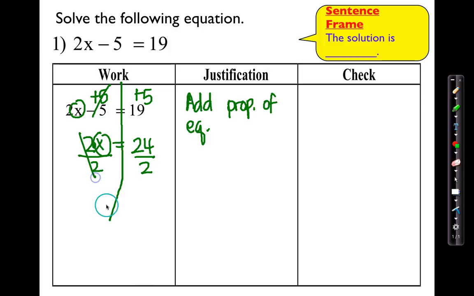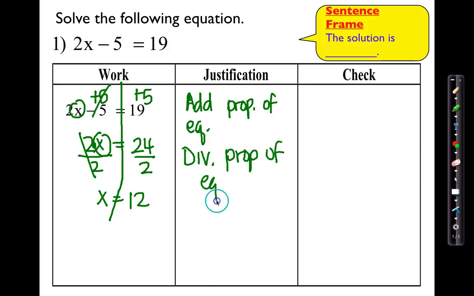2 divided by 2 is 1, leaving me with x equals 24 divided by 2, which is 12. Now, I kind of got ahead of myself, but here, since I divided both sides by 2, I was utilizing the division property of equality. Again, I'm shortening the words right now, but hopefully you can hear that I'm saying the whole entire property. Now, last but not least, I need to check my work.